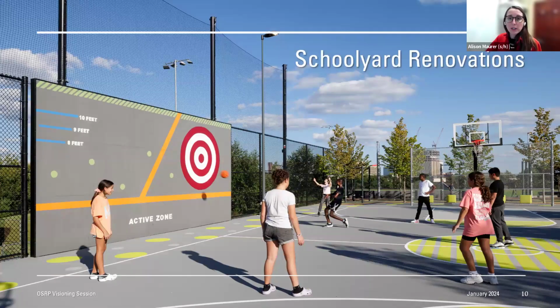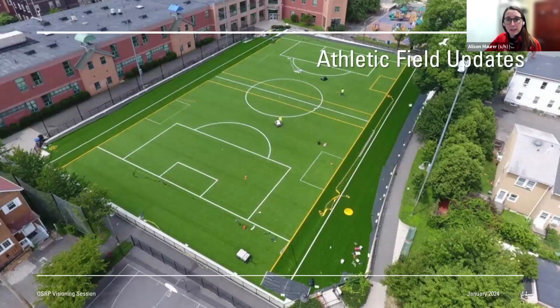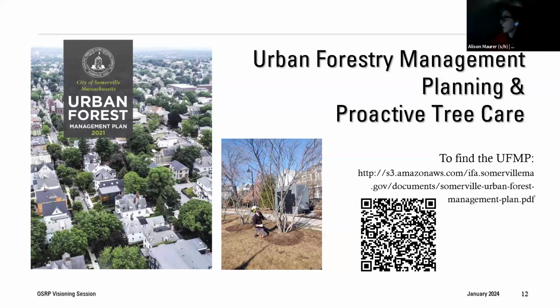There were major renovations done on schoolyards, particularly the ones that were in the poorest condition. We've now made really big strides in getting schoolyards into better shape. We updated a lot of athletic fields because that was one of the priorities in the OSRP identified by our community at that time. We published the Urban Forestry Management Plan, and we worked on, sorry, this light is on a timer and it turns off sometimes. And we've set up a few proactive maintenance programs to help foster a healthy canopy in the city.